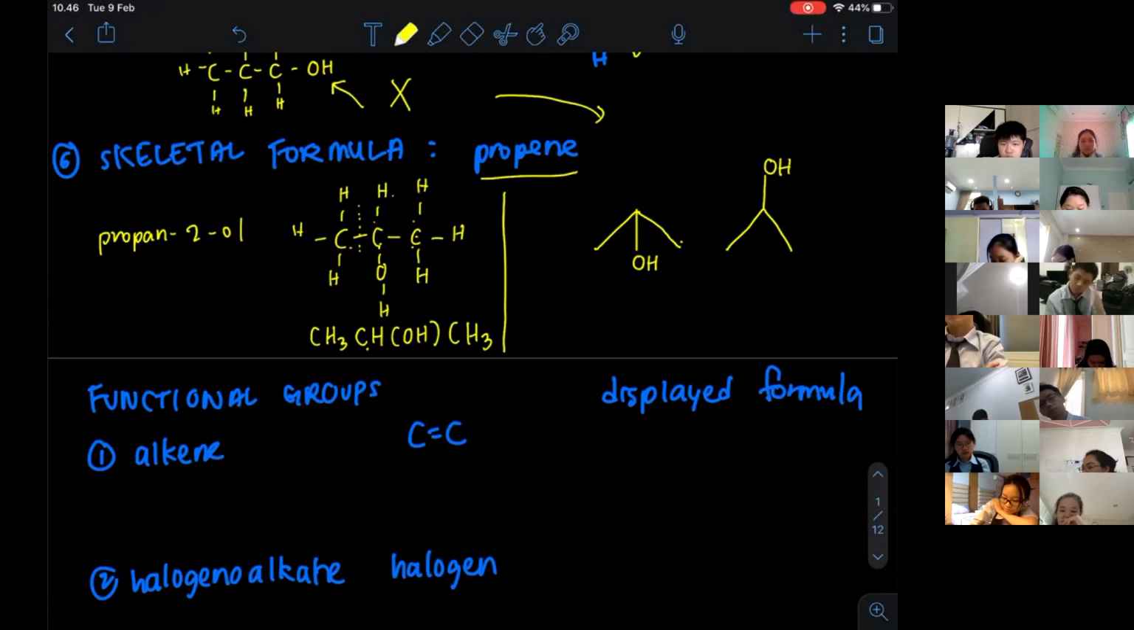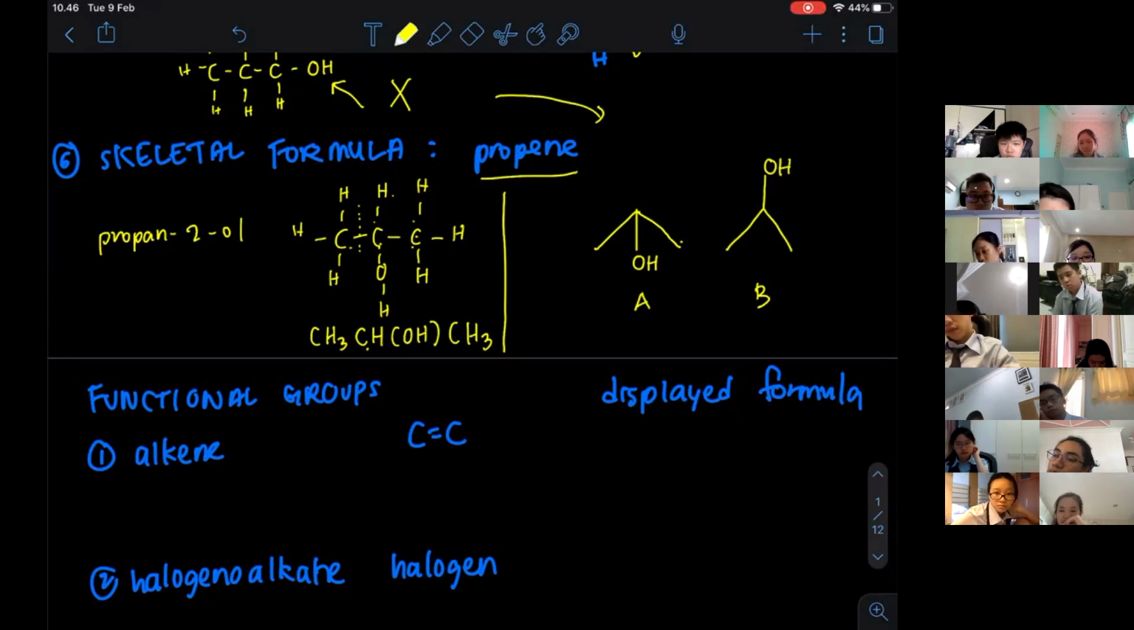That is also going to be attached to carbon number 2. Now, let me ask you, between A and B, which one looks nicer? Angela? Can I hear you, Angela? Which one looks nicer? B. Yeah.